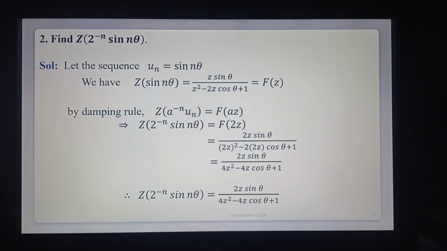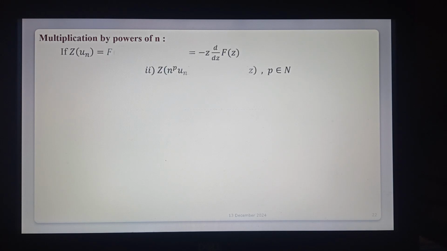Yeah, so next one. Next property: multiplication by powers of n. The statement is: given the Z transform of u(n) is equal to F(z), now multiplication by n, that is, the given sequence multiplied by n, n square, n cube and so on. The first one is the Z transform of n u(n) is equal to minus z d/dz of F(z).